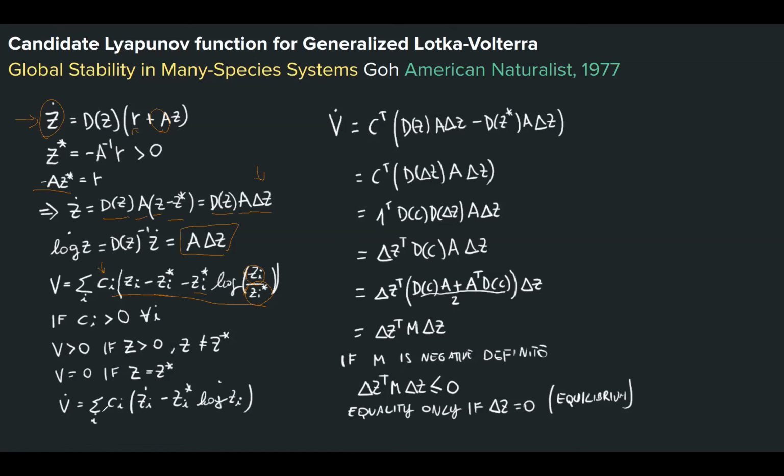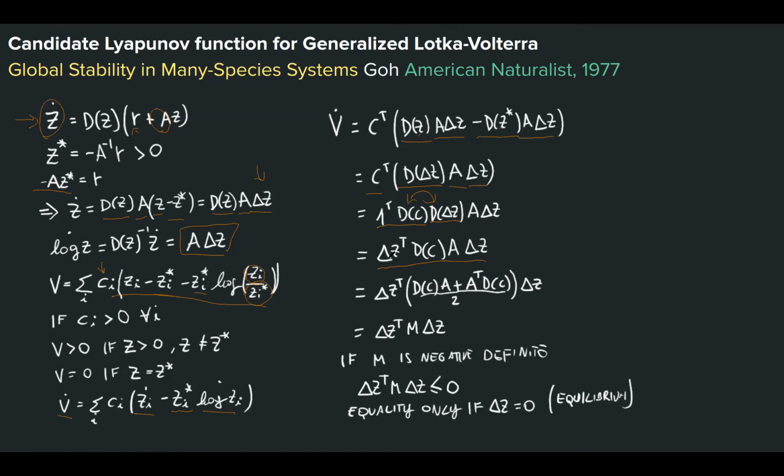So what we would like to do is to take the derivative with respect to time, which would be z_i dot, the derivative with respect to time of z_i, minus the equilibrium value times the equation for the logarithm in time. And it's actually convenient to write this in matrix form because now you can see what's going on, right? So we have diagonal of z, A delta z, and here we have minus diagonal of z star, A delta z. But now you can couple z and delta z here, right? So we get c transpose, diagonal of delta z, A delta z. c transpose we can write as 1 transpose D of c. But then we have the product of two diagonal matrices. They commute, so we can swap these two. And now we multiply 1 transpose by delta z. So we end up with this formulation: delta z transpose, diagonal of c, A delta z.